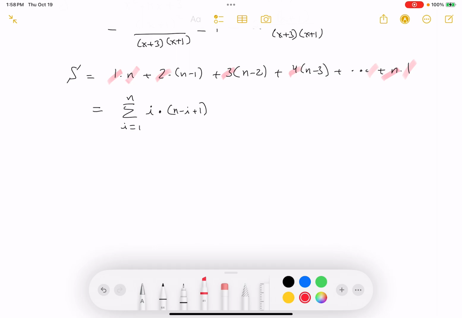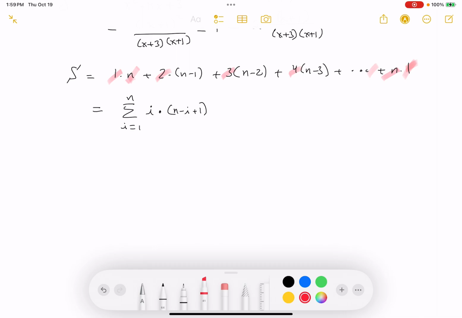So if I tried 1, would I get n? Yeah. If I tried 2, would I get n minus 1? Yeah. If I tried n, would I get 1? Yeah. Everything works, by the way. So the next thing is, what are you going to do about that? Well, I'm looking at this thing and I still don't know what the sum is.